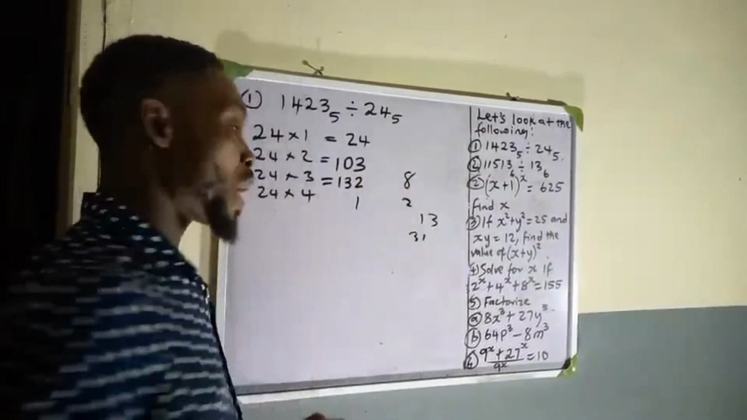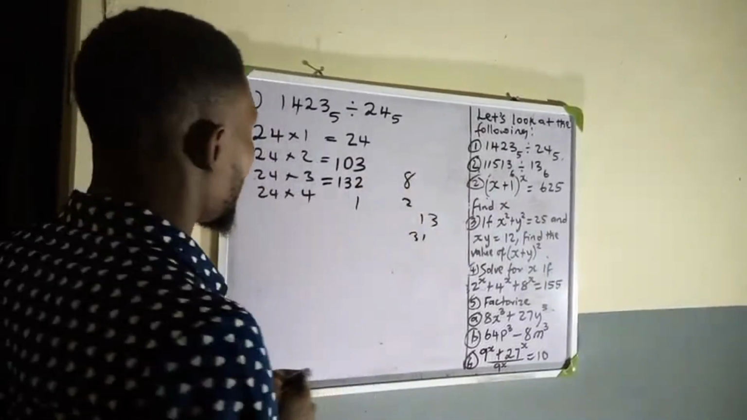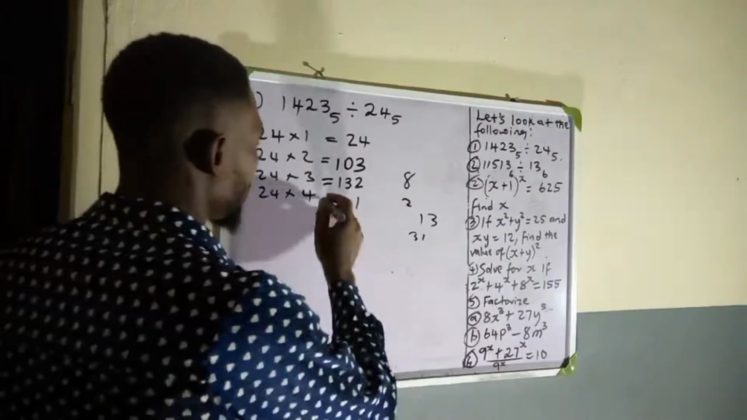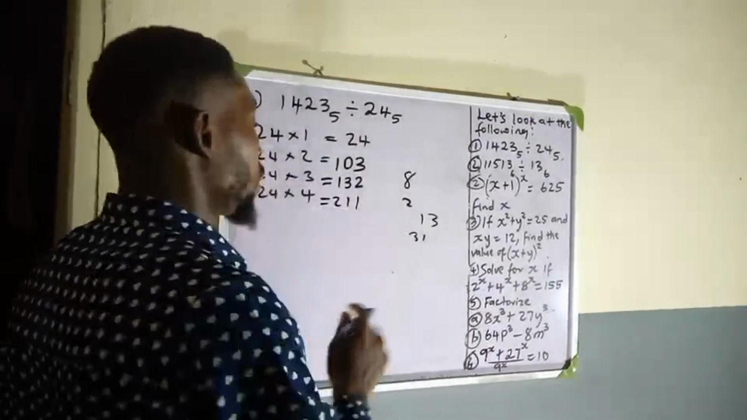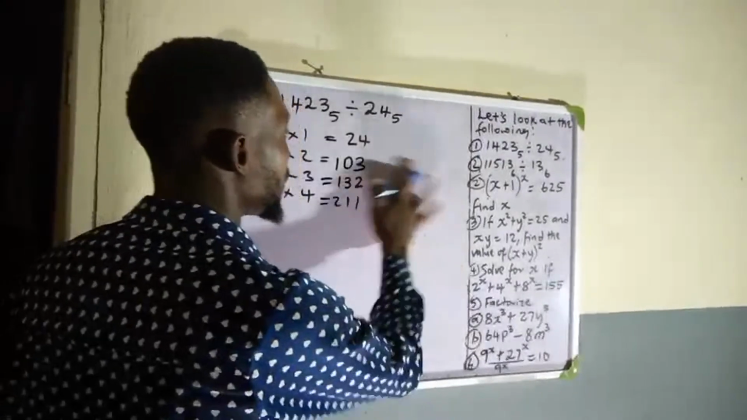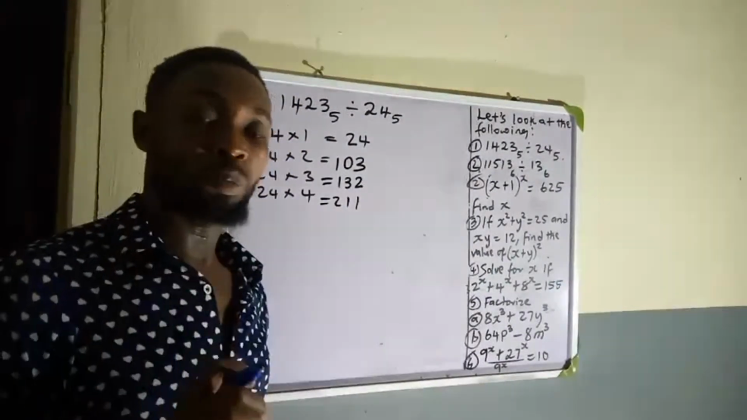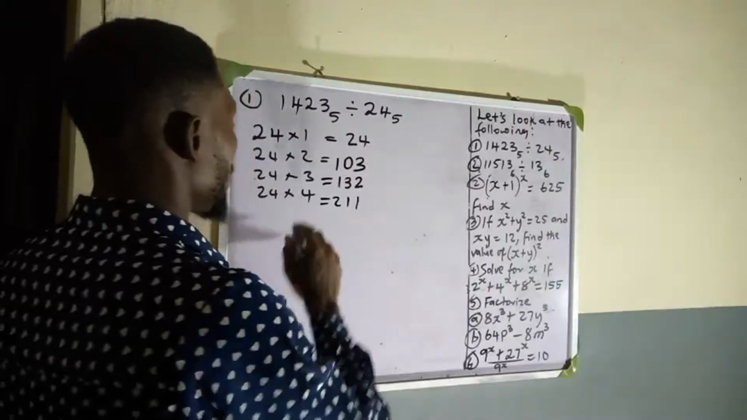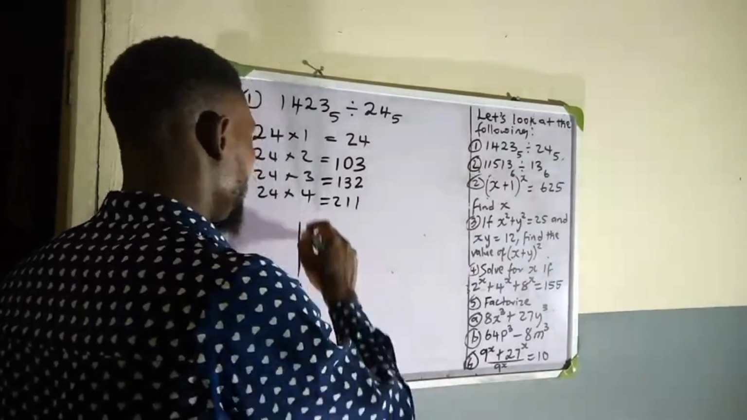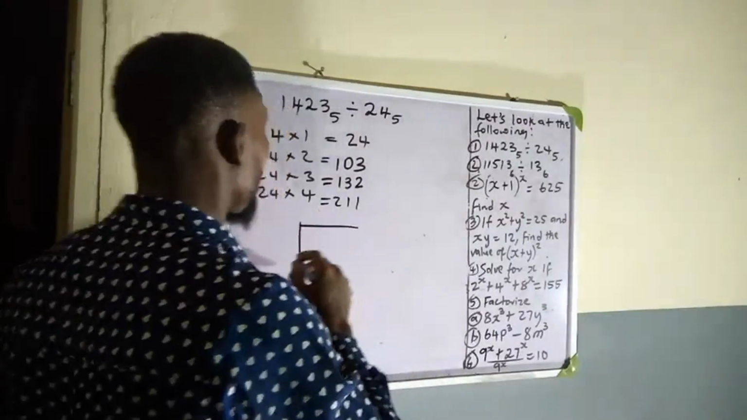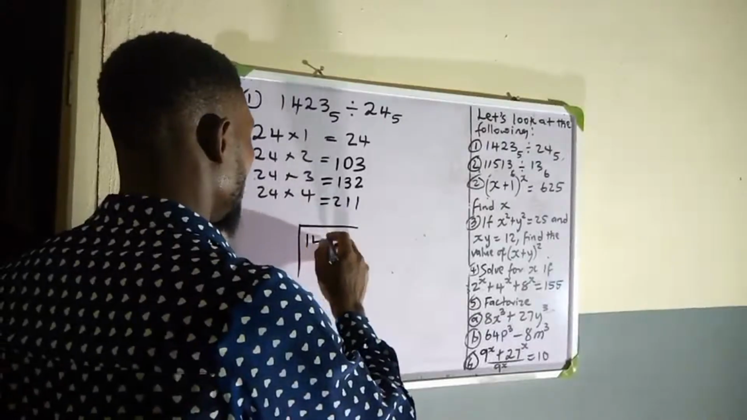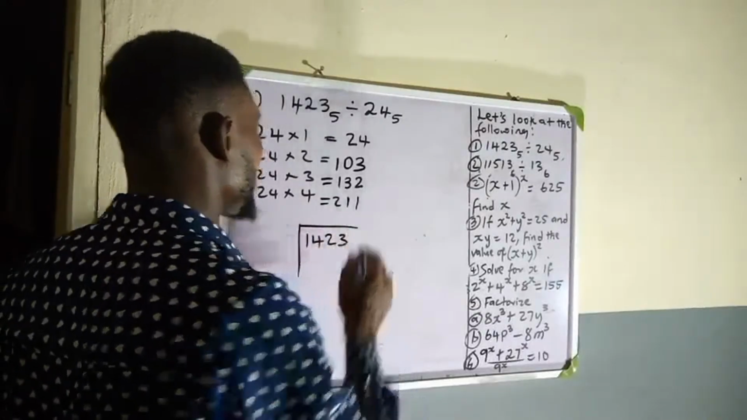4 times 2 is 8. 8 plus 3 is 11, and 11 in base 5 is 2, 1. So we have 2, 1. We have successfully formed a multiplication table in base 5. Can we now proceed with the division proper? With this multiplication table, division in a particular base is made easy.